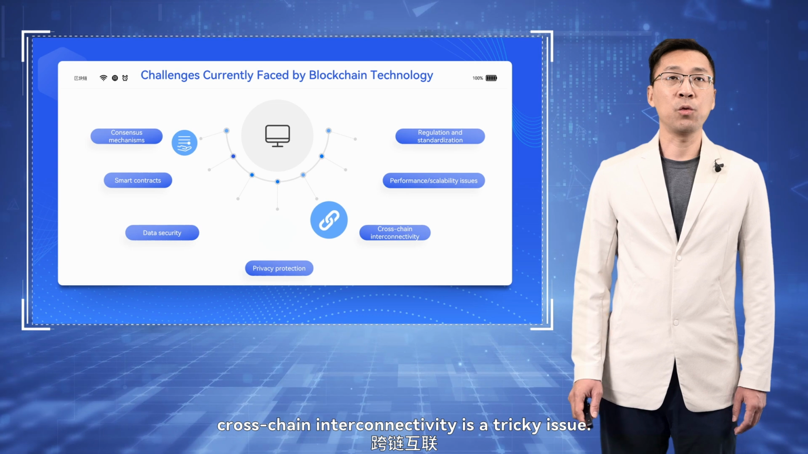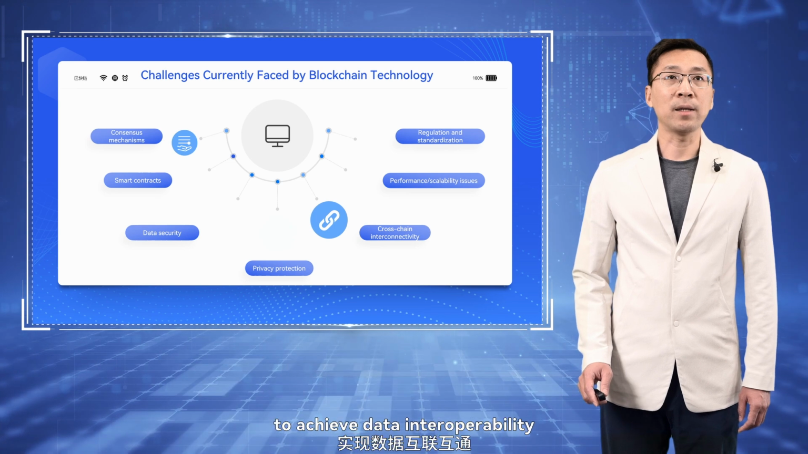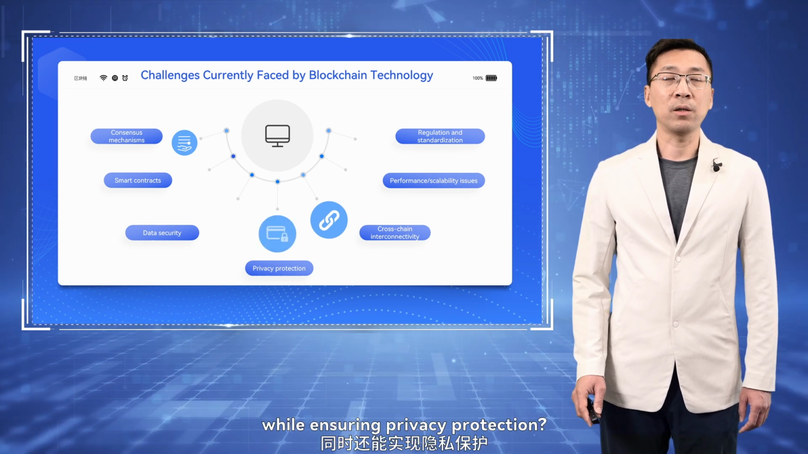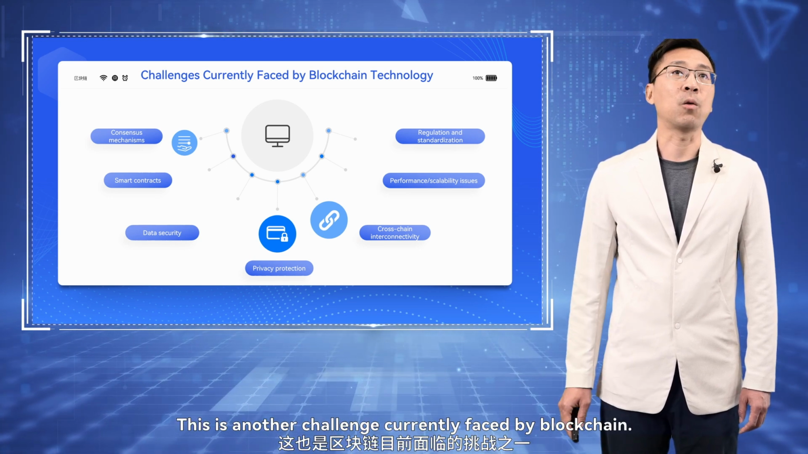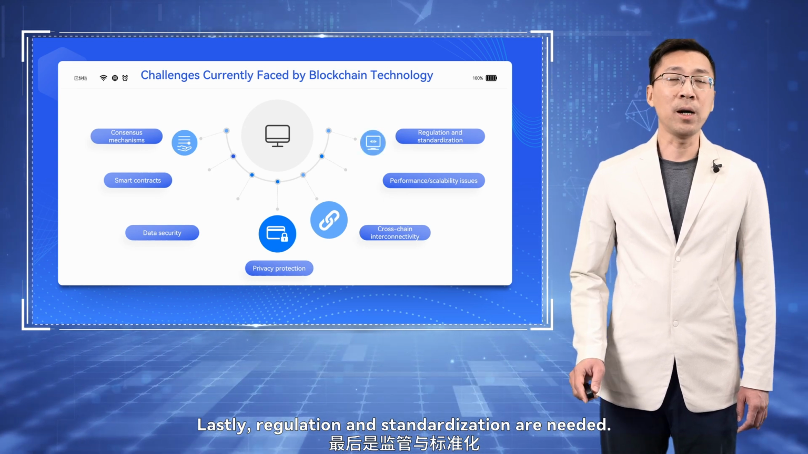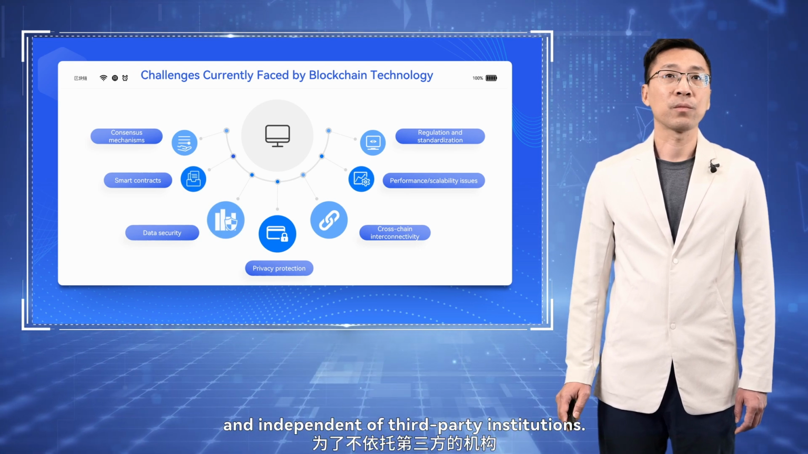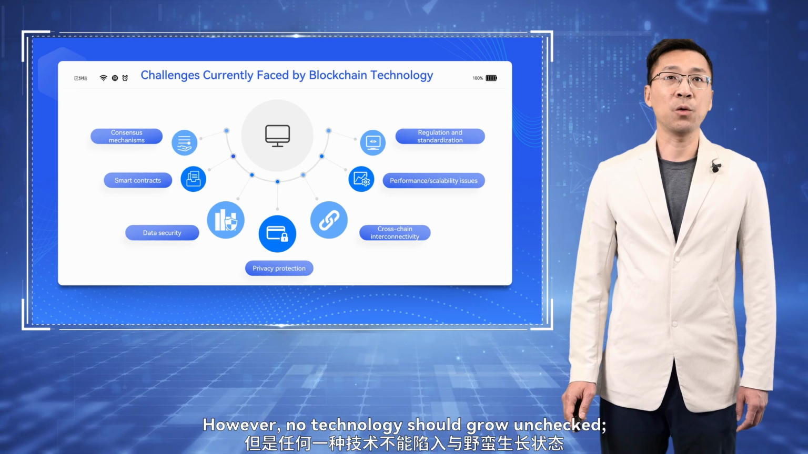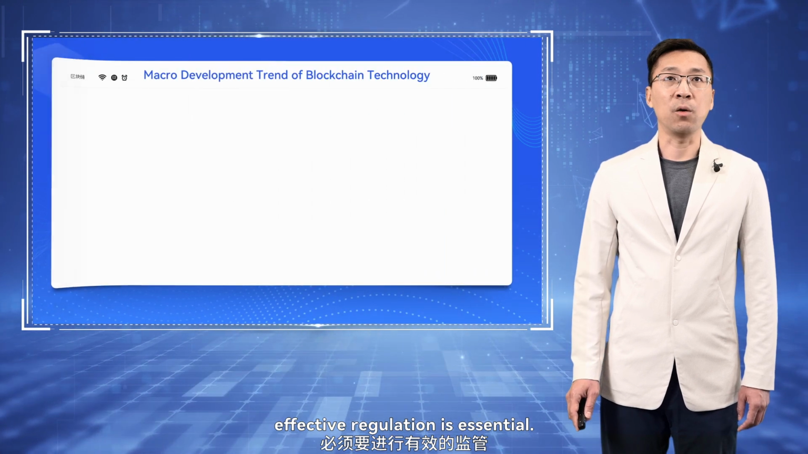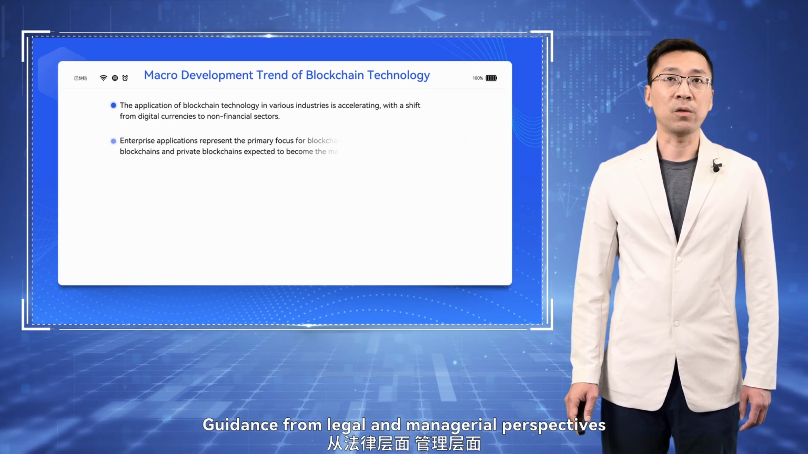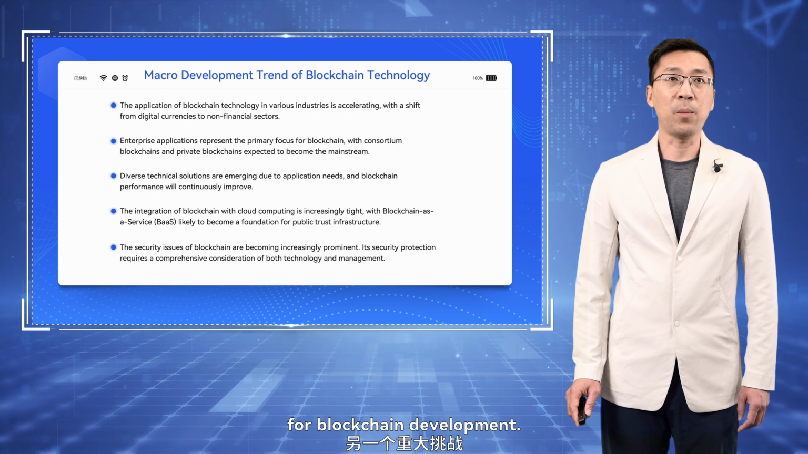Additionally, cross-chain interconnectivity is a tricky issue. How can multiple blockchains be integrated to achieve data interoperability while ensuring privacy protection? This is another challenge currently faced by blockchain. Lastly, regulation and standardization are needed. Blockchain was created to be decentralized and independent of third-party institutions. However, no technology should grow unchecked. Effective regulation is essential. Guidance from legal and managerial perspectives is necessary, making this another significant challenge for blockchain development.